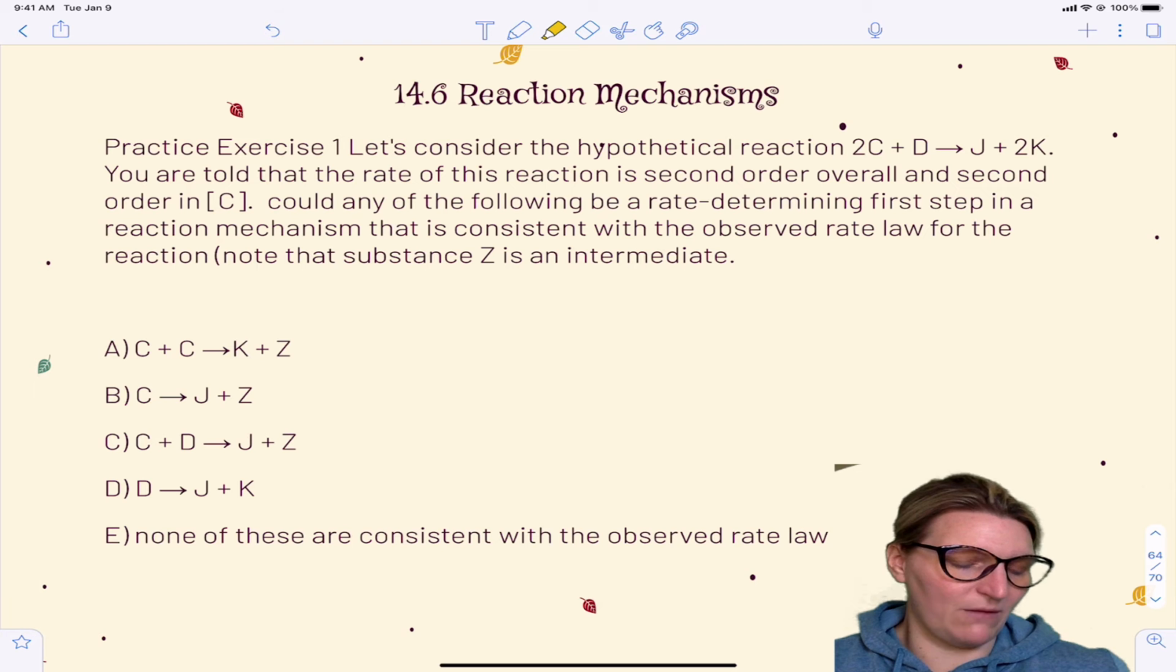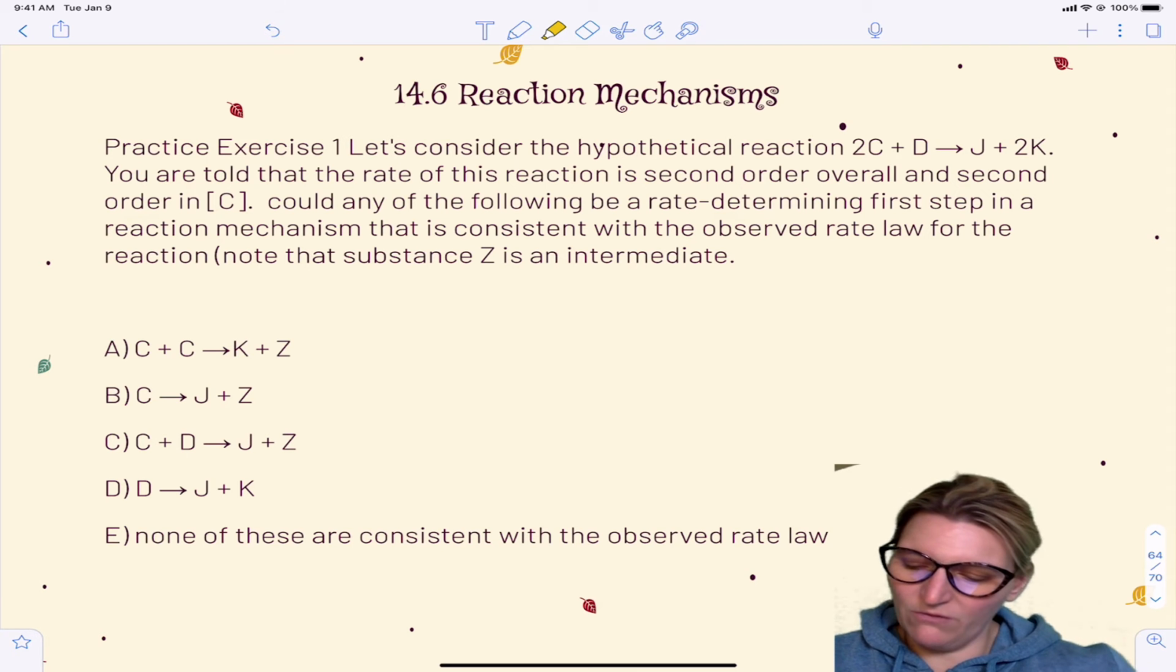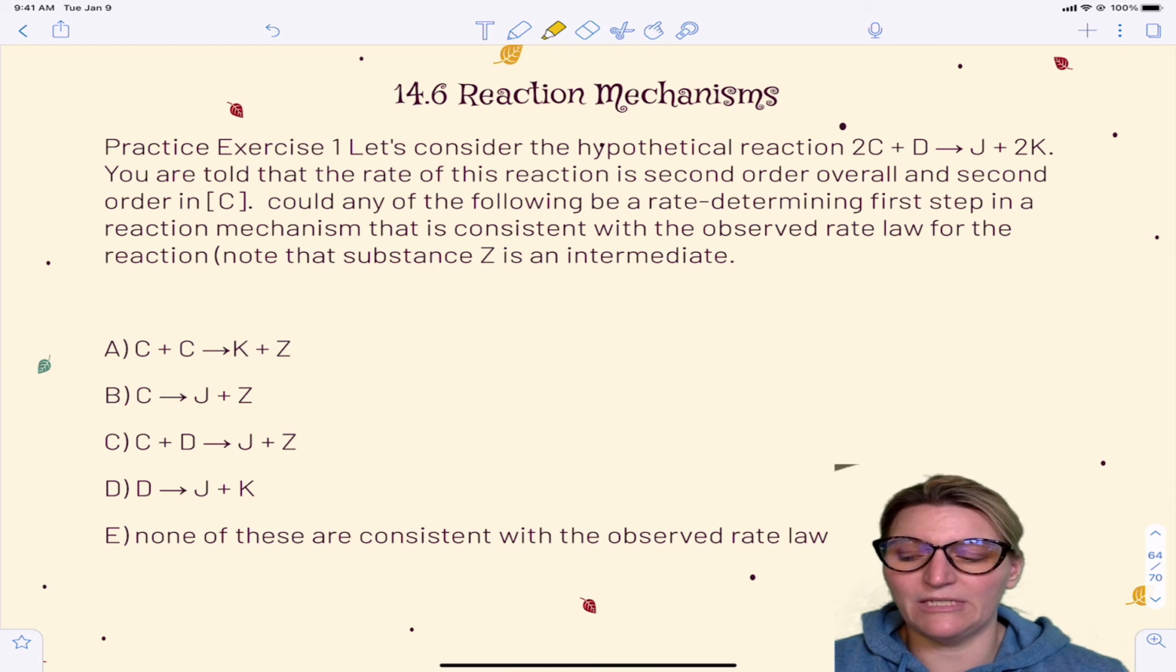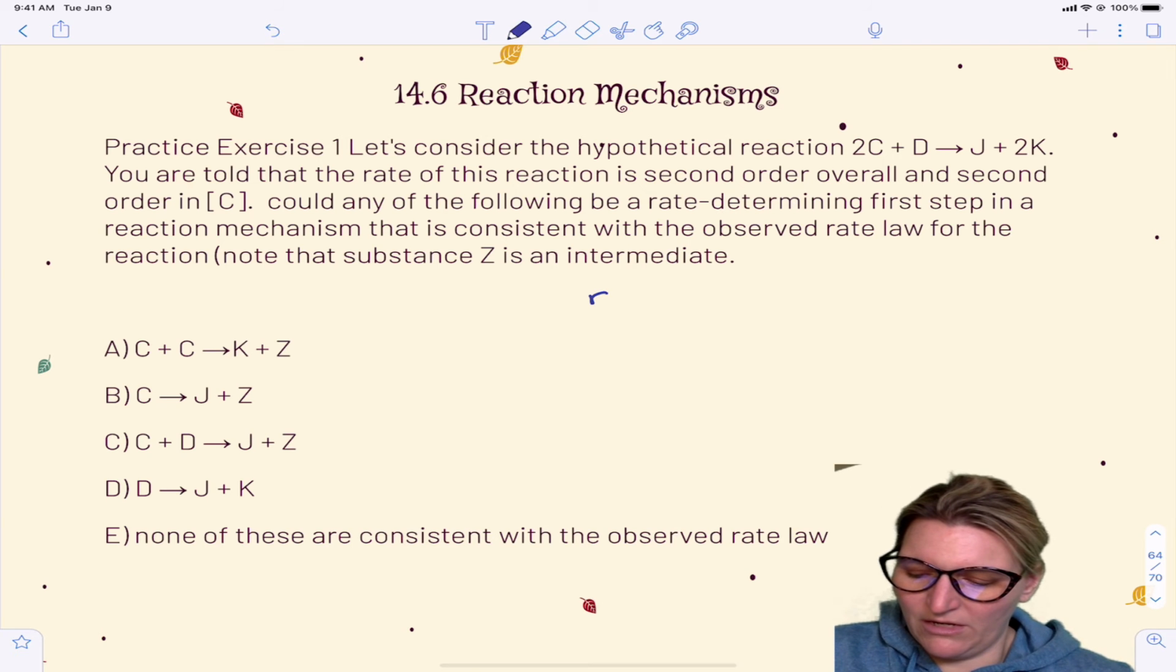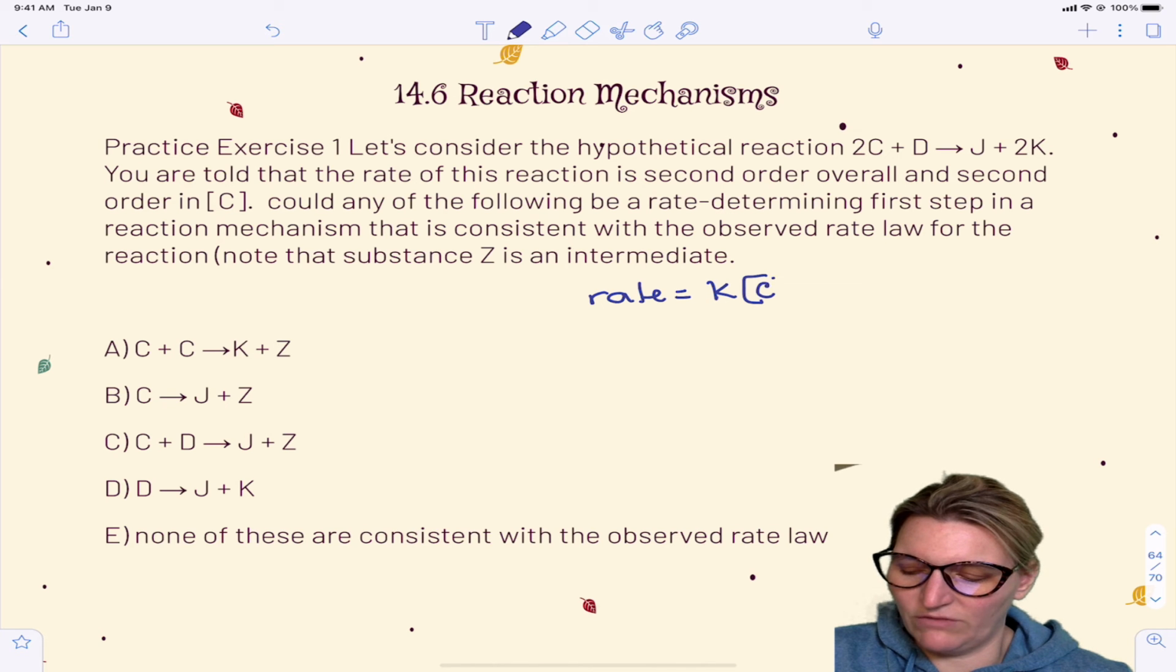Few practice problems with this. It says, let's consider the hypothetical reaction 2C plus D yields J plus 2K. You are told that the rate of the reaction is second order overall and second order in C. Well, if it's second order overall and it's second order with respect to C, then that's all that it is. It must be rate equals K times the concentration of C squared.